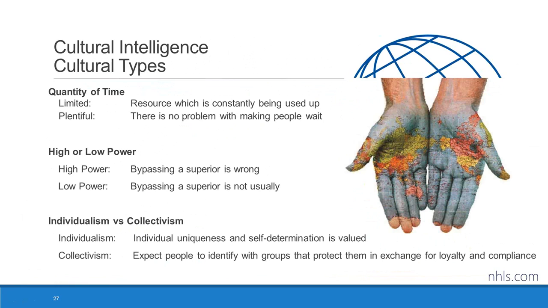Actually, I'm going to pick on the bottom one, individualism versus collectivism. What that means is basically that individual uniqueness and self-determination are valued. The other one, collectivism, is where it's the people as a group. With individualism, you'll get people saying, yay for me, great, I did well on this project, let me tell you about the great job I did. That is looked at as very inappropriate within cultures where collectivism is important. It's the team, it's not the individual.